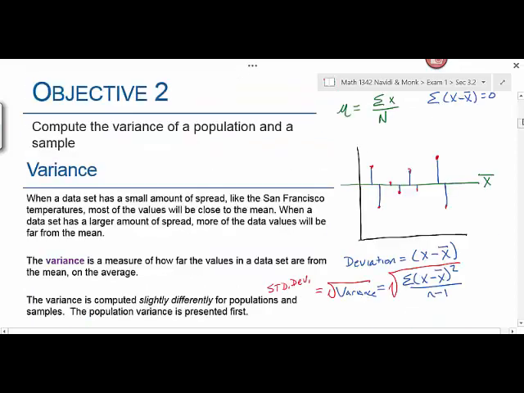Now going back to objective 2, computing the variance of a population and a sample. When a data set has a small amount of spread like the San Francisco temperatures, most of the values will be close to the mean. When a data set has a larger amount of spread, more of the data values will be far from the mean. The variance is a measure of how far those values in the data set are from the mean on average.